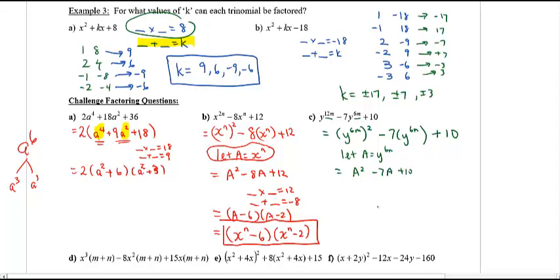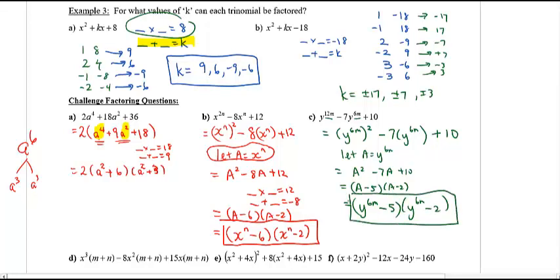Did you get this? Did you factor and get a minus 5 and then also a minus 2? And if that's the case, did you then re-substitute this back in? Y to the 6m minus 5 times y to the 6m minus 2? If so, ta-da! You win.